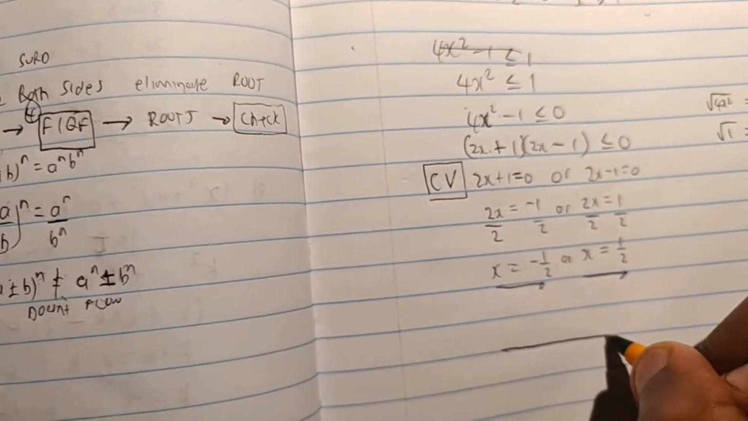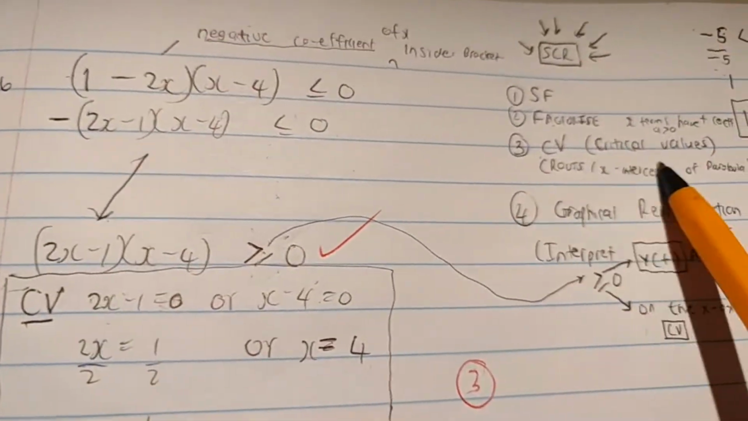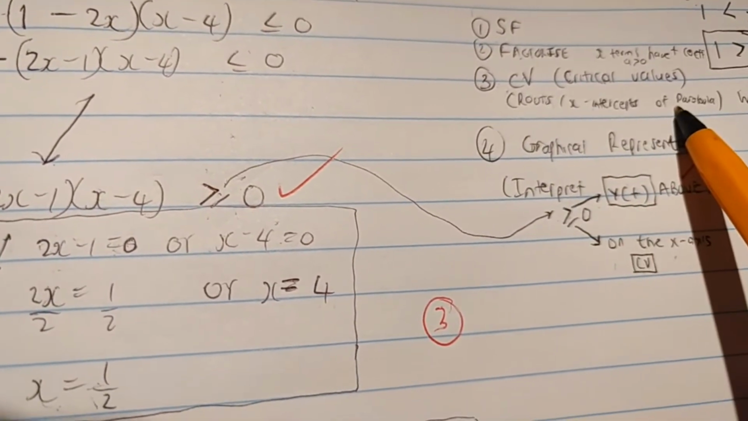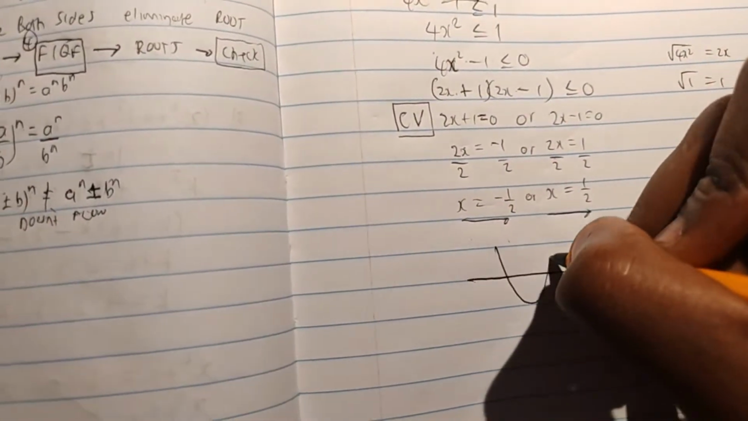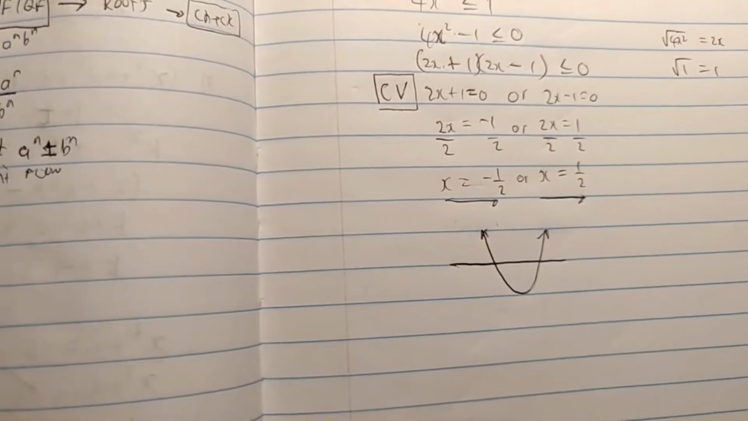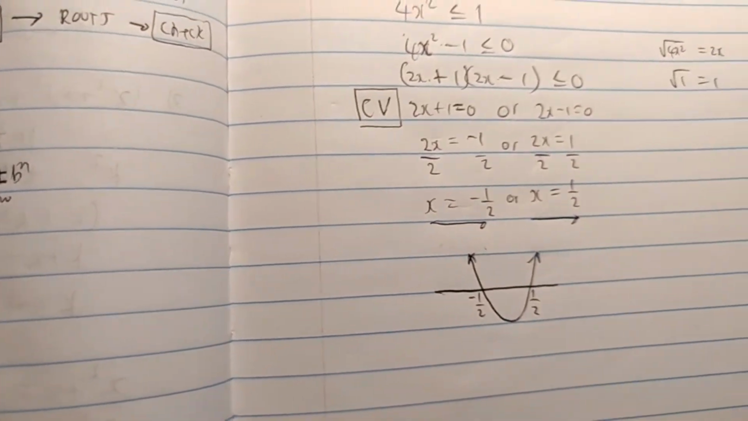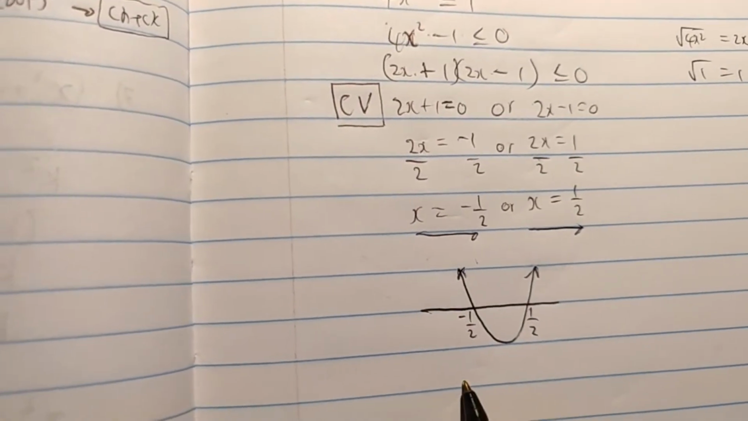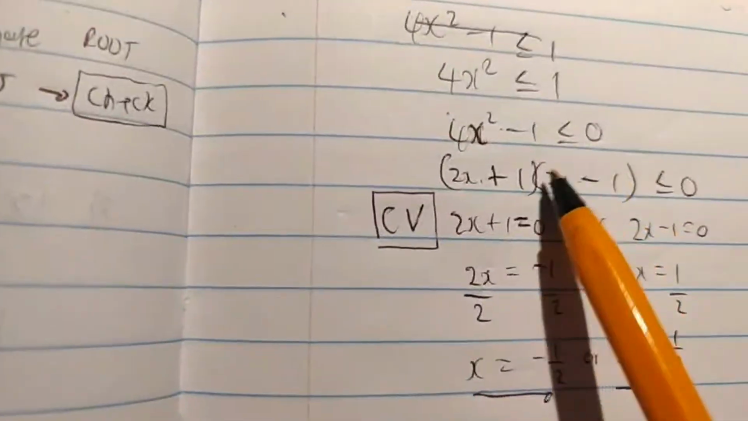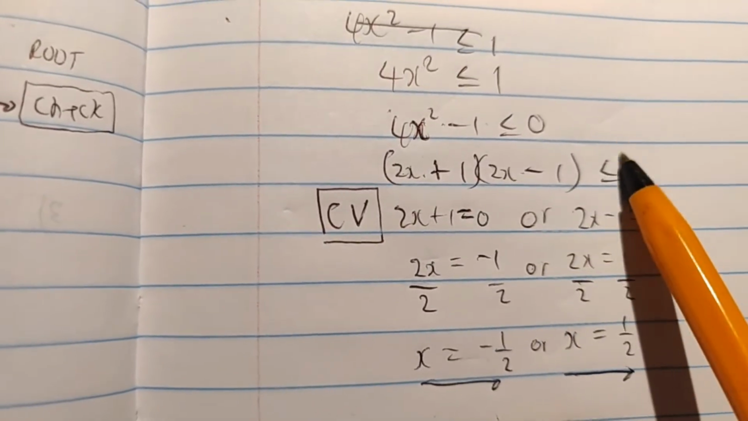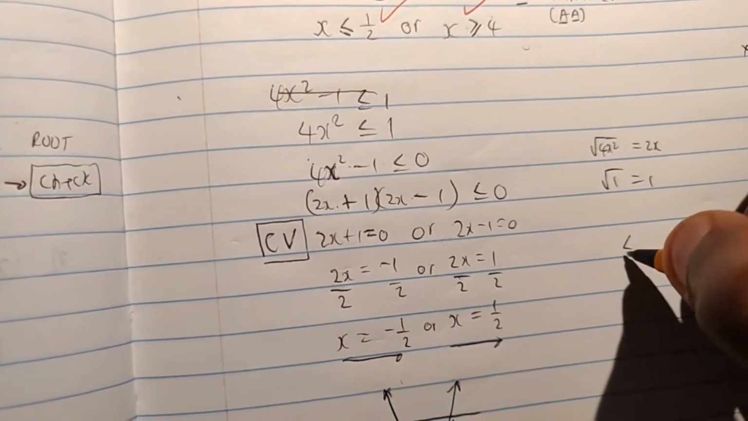Now remember, after we are done with that, critical values, we remember what are those? They are the roots or the x-intercepts of the parabola. So the next step is graphical representation. Smallest critical value on one side, biggest critical value on the other. Then next, we come here, we interpret what the inequality in the factorized or the factor stage is. So there's the inequality. Less than or equal to 0.